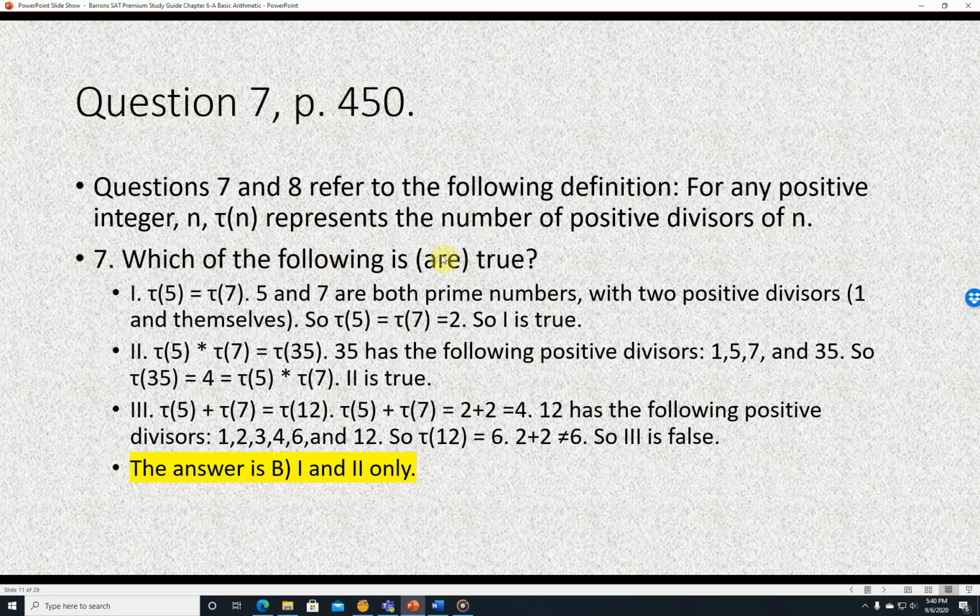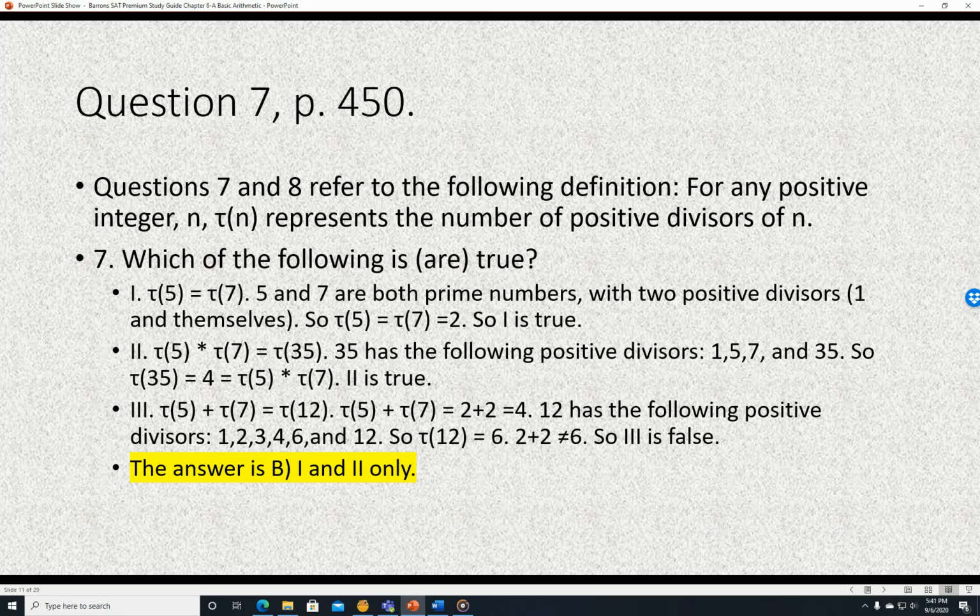So which of the following is or are true? Tau of 5 equals tau of 7. Well, 5 and 7 are both prime numbers with 2 positive divisors, that is 1 and themselves, 1 and 5, 1 and 7. So tau of 5 is actually equal to tau of 7, which is equal to 2, so 1 is true. Number 2, tau of 5 times tau of 7 equals tau of 35.